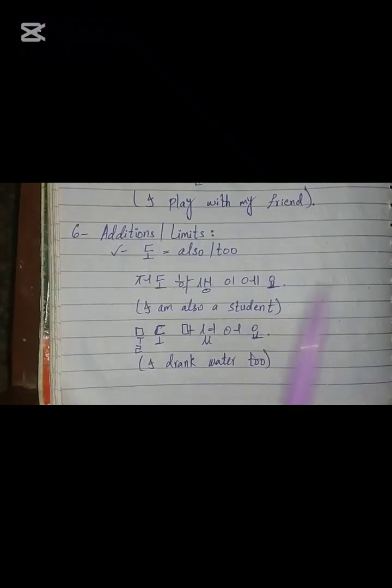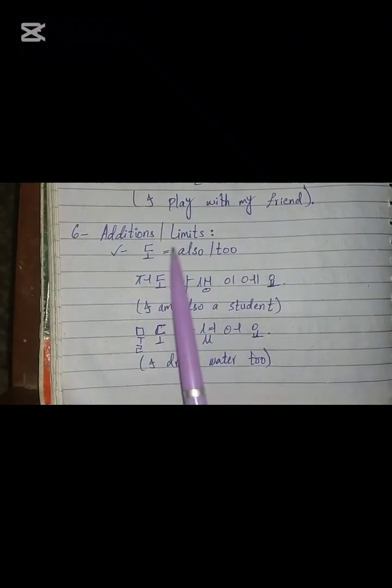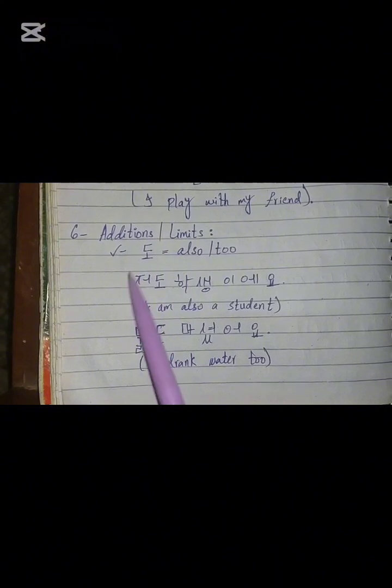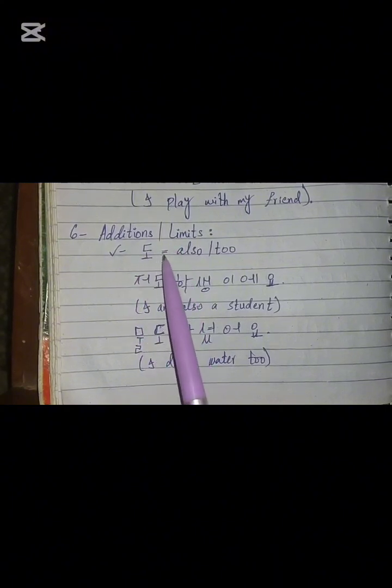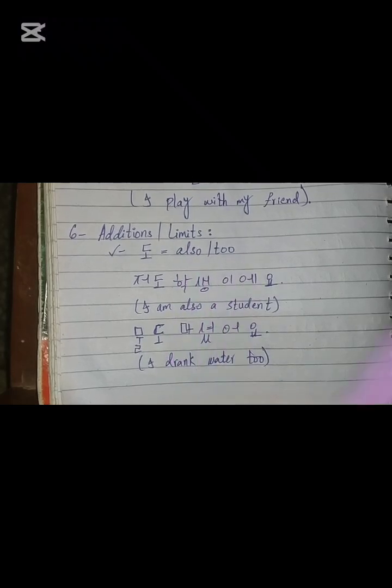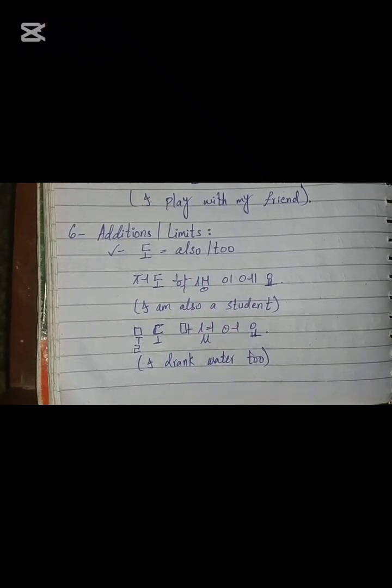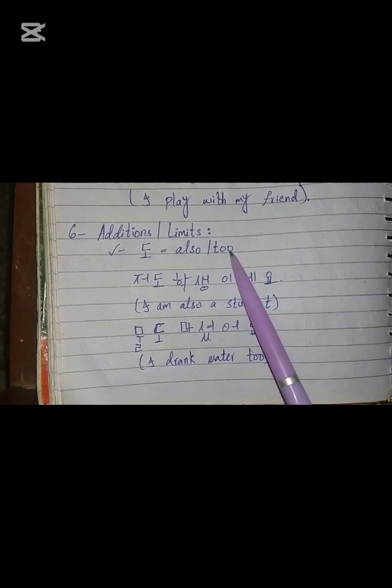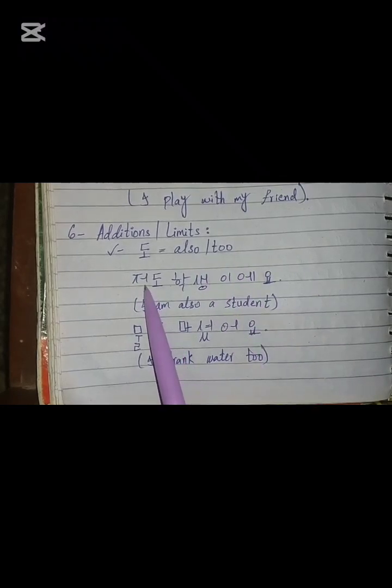The sixth one over here is basically additions and limits. There are many that come under this category. The first one is do. This is used for also and too. Whenever I want to say that I also want to do something, we use also or too. Okay, so let's see examples.